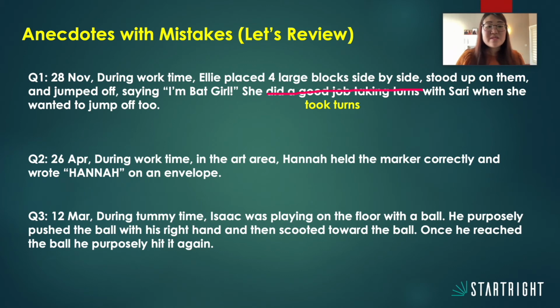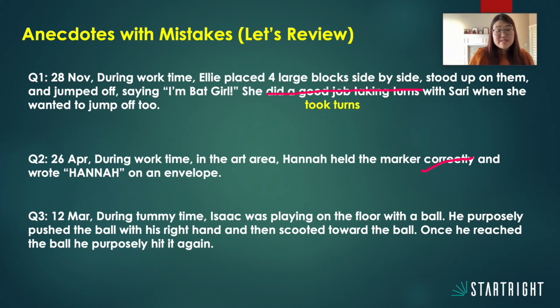Question 2, 26 April. During work time in the art area, Hannah held the marker correctly and wrote Hannah on an envelope. I would remove the word correctly because this is also an opinion. What do you mean by correctly? So if you want to mention, you just mention holding a pincher grip if that's what you mean. So we state it as it is, okay, rather than wrongly, correctly. Or either that, just don't mention. Hannah held the marker and wrote Hannah on an envelope, H-A-N-N-A-H.